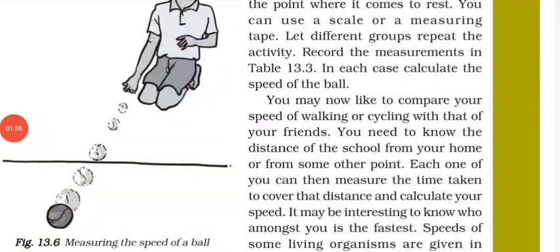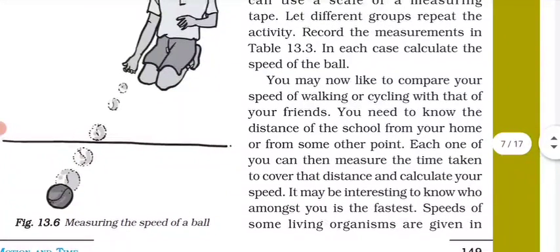The only thing that you need is the distance. You should know the distance from one point to another, for example from your home to the school, so that you can easily calculate the speed by using the time. Different types of animals or organisms take different amounts of time to complete a particular distance.